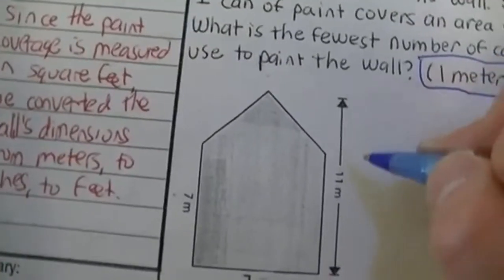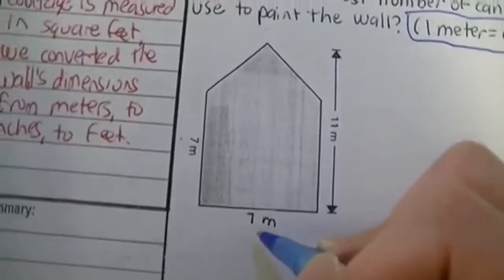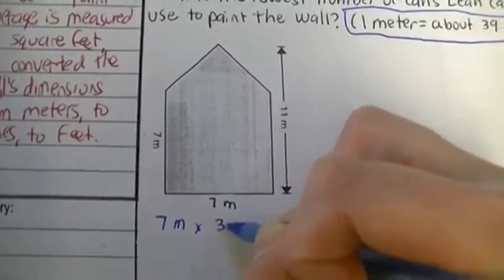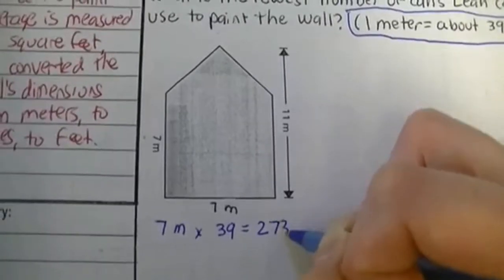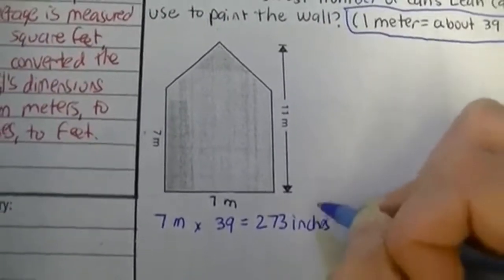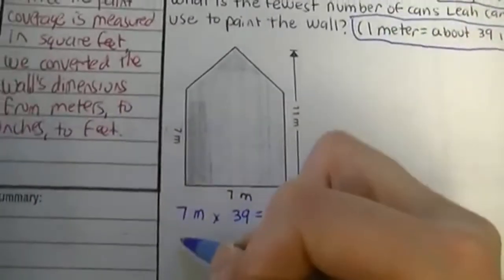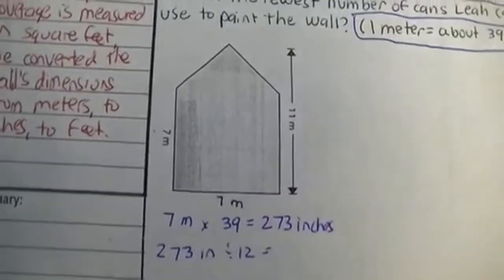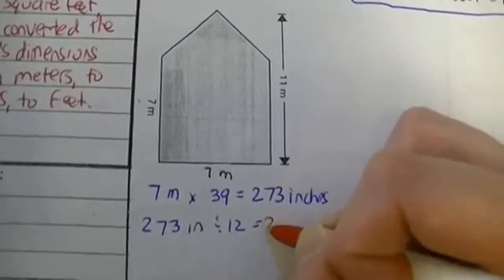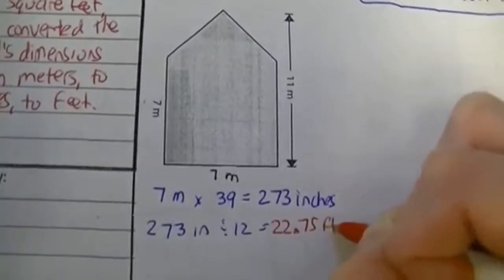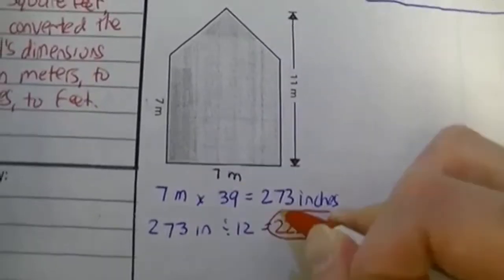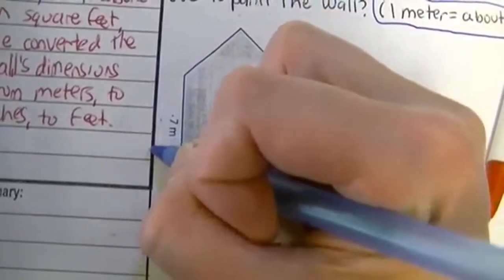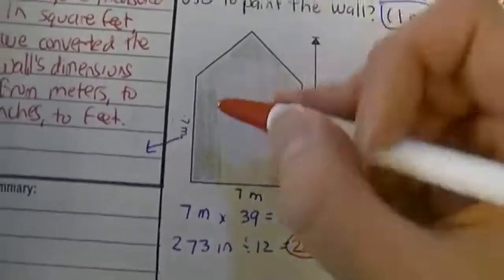So let's see, I'm going to start right here. 1 meter equals 39 inches. If there's 7 of them, I need to multiply 7 times 39 to get 273 inches. But this is measured in feet, so 273 inches divided by 12 will give me the feet. So this length right here is this many feet, which means that this length right here is also that many feet, because I see that they're the same.